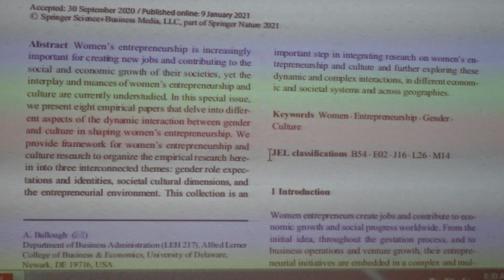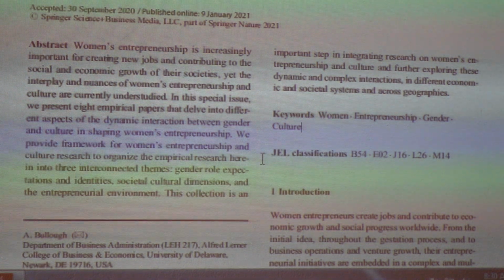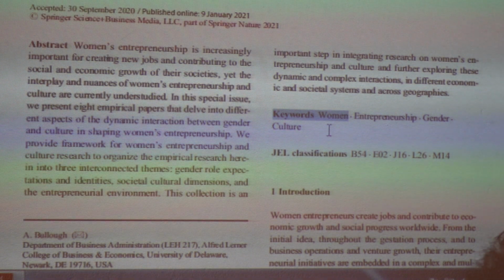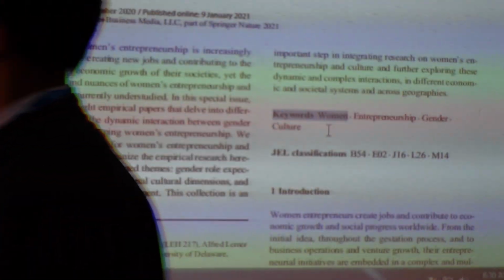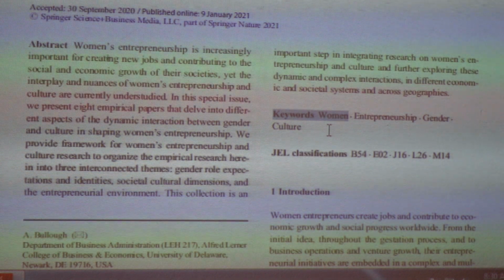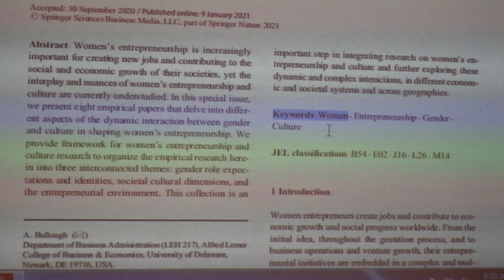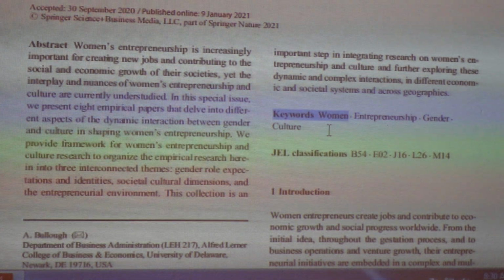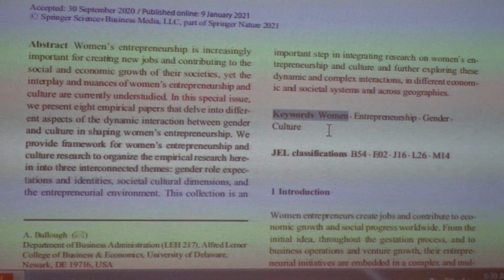Now we read. Let me add here. Keywords are the words that are used by search engines on the internet to sort out the paper and show it to those who search for the paper. For example, if you go to Google and write women's entrepreneurship, Google will show you this paper because that is the keyword, right?